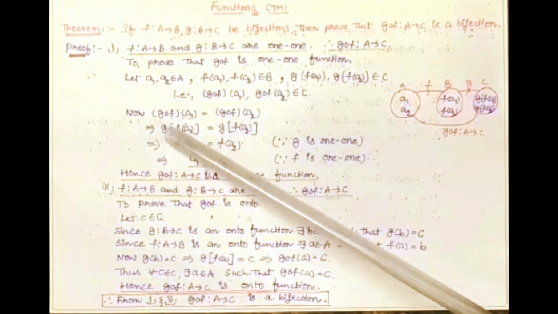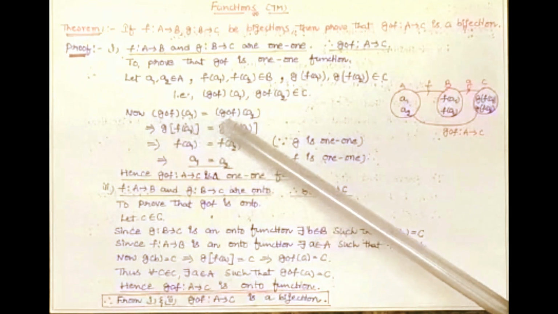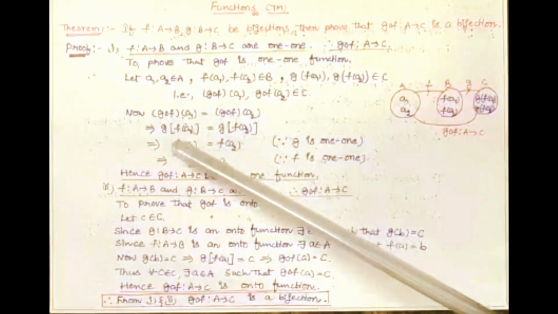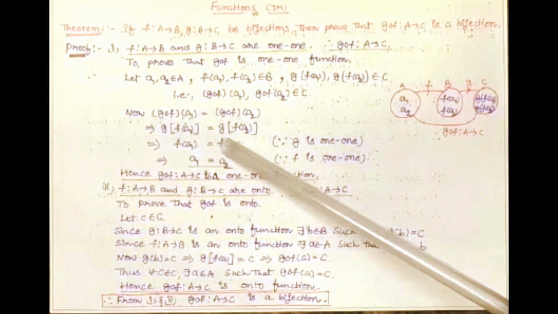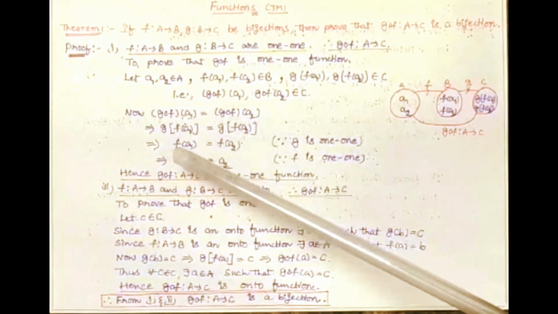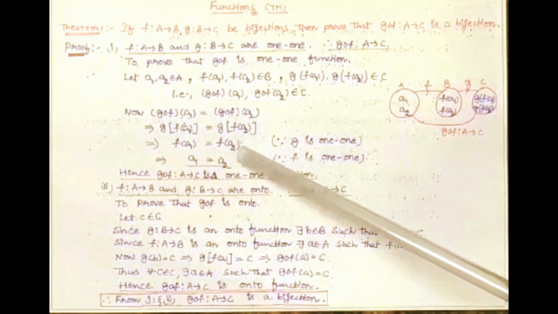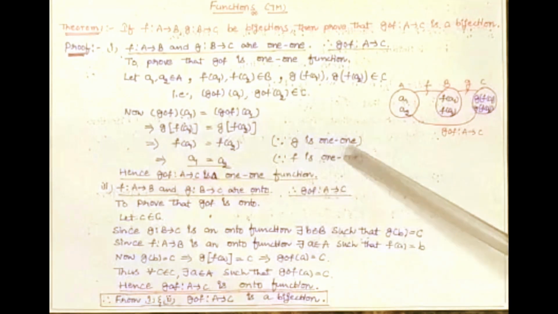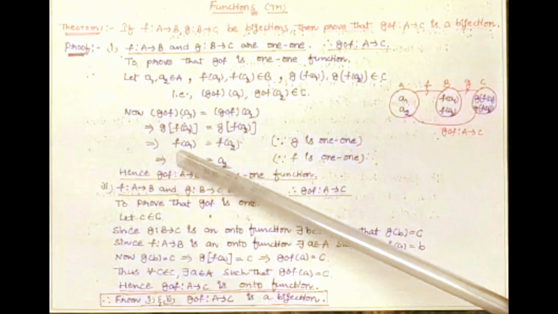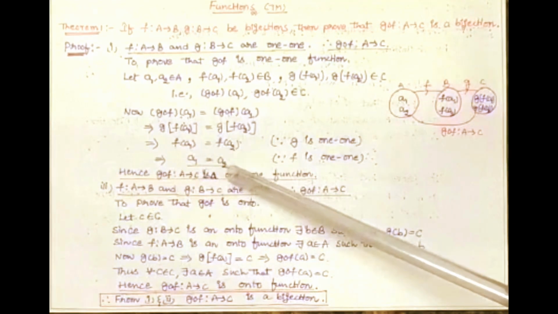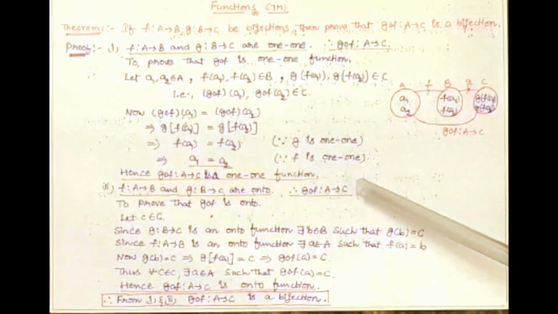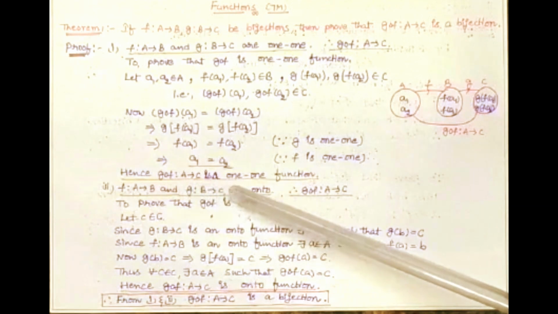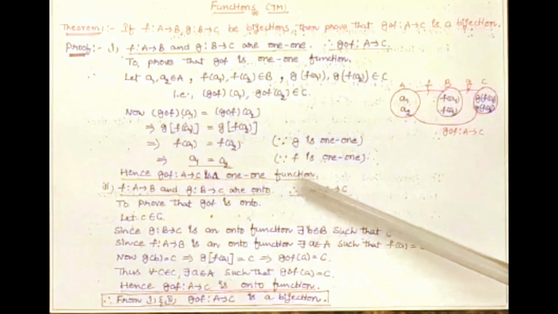Now let us consider g∘f(a1) equals g∘f(a2). You can write it as g(f(a1)) equals g(f(a2)). And also g(f(a1)) gives f(a1), g(f(a2)) gives f(a2), since g is a one-one function. And also f(a1) gives a1, f(a2) gives a2, since f is one-one. Hence g∘f: A to C is a one-one function.